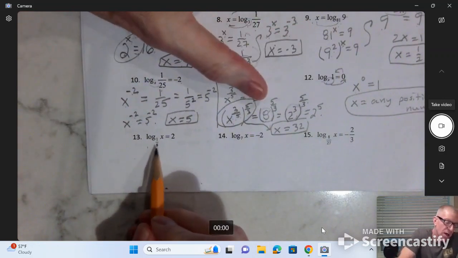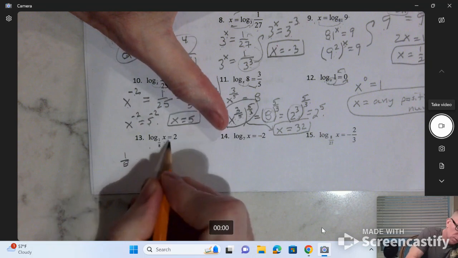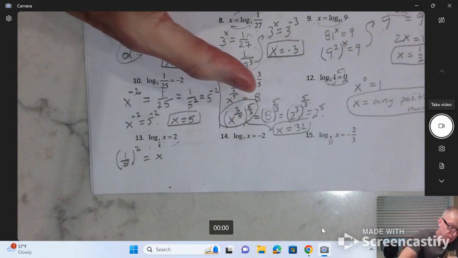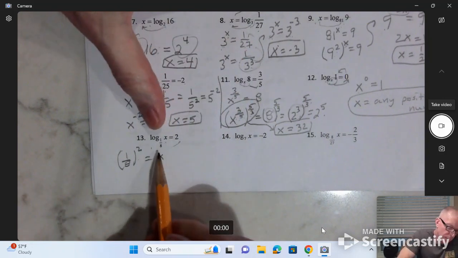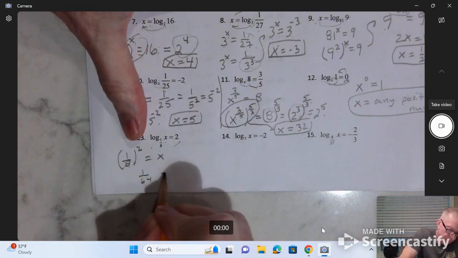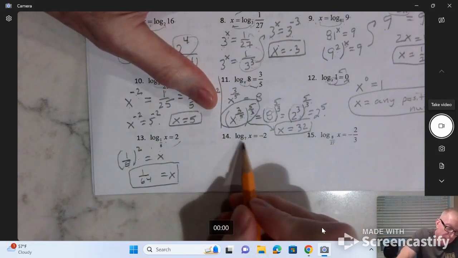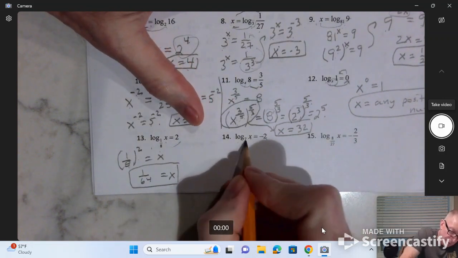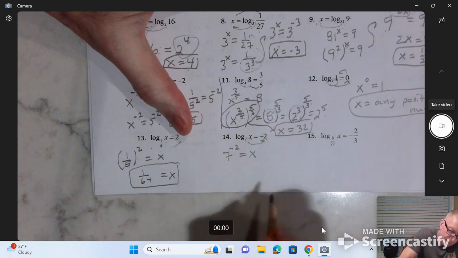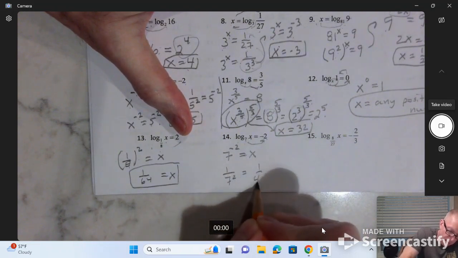Okay, now down to the next one. Log base 1/8 of x equals 2. So my base is 1/8 raised to the second is equal to x. Okay. 1/8 to the second equals x. So you could just square 1/8 and you get 1 over 64. Okay. Next one, log base 7 of x equals -2. My base is 7 raised to the -2 is equal to x. So that's equal to 1 over 7 to the +2, or 1 over 49.